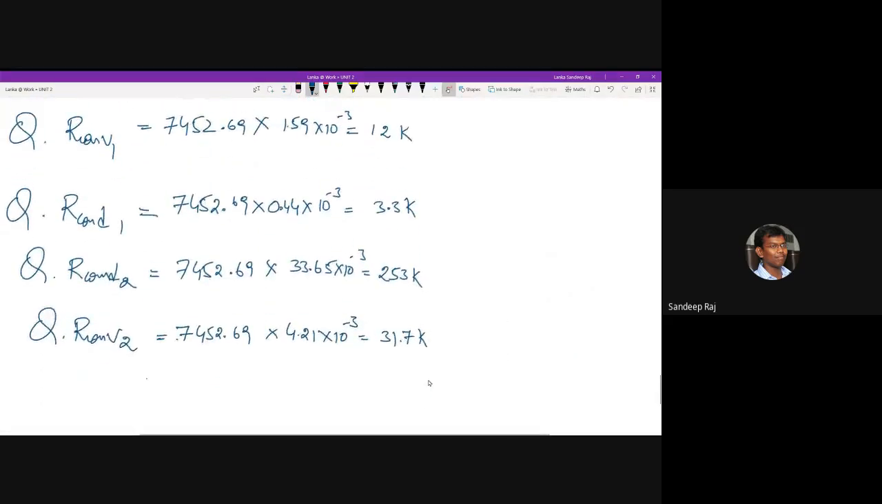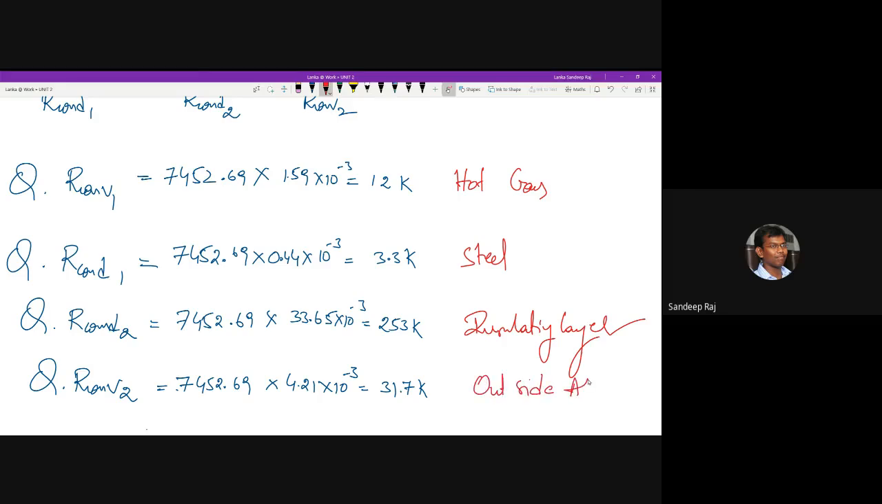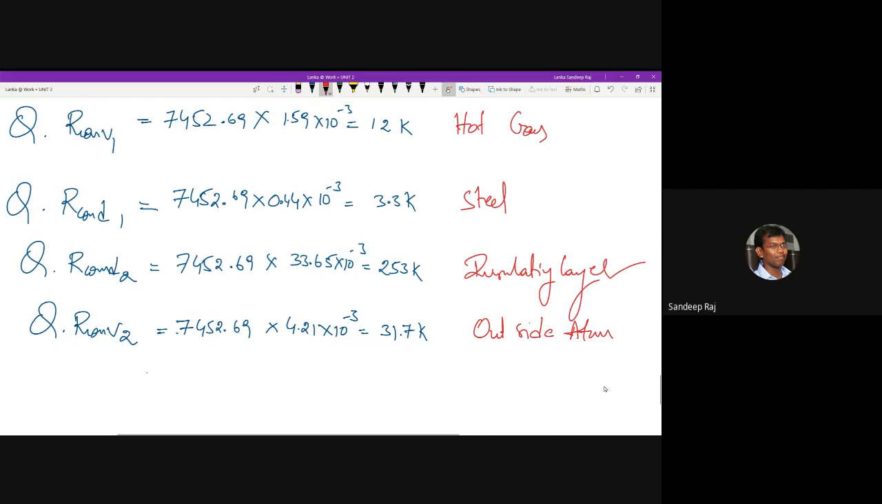See, I have written the values I have with me here. This will be in hot gas. This will be in the steel tube. This will be in the insulating layer. And this will be in the outside atmosphere. You look at the values of the temperature drop. The temperature drop is highest in the insulating layer.